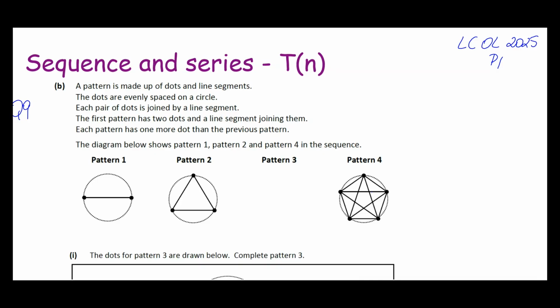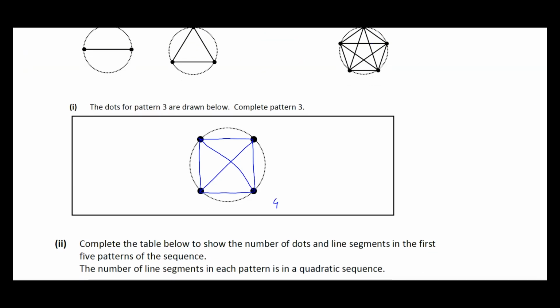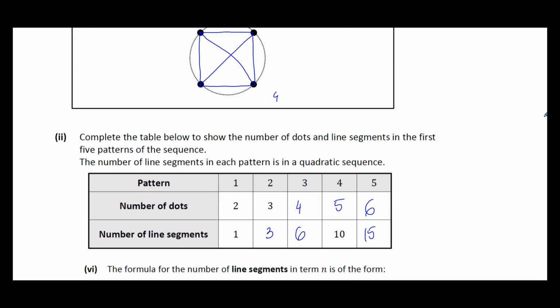So this is a sequence and series question, and in this question we have a sequence where we can see a circle with dots and the lines that join them. We had to do the third pattern, which we did, and then we had to complete the table. We understand that this sequence is about the number of dots or the number of line segments, so two aspects.